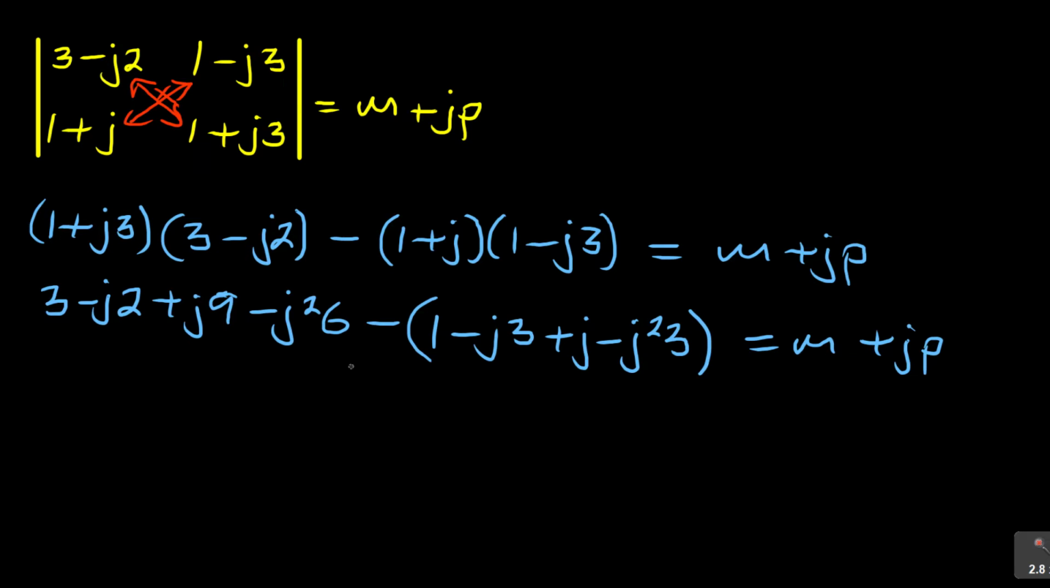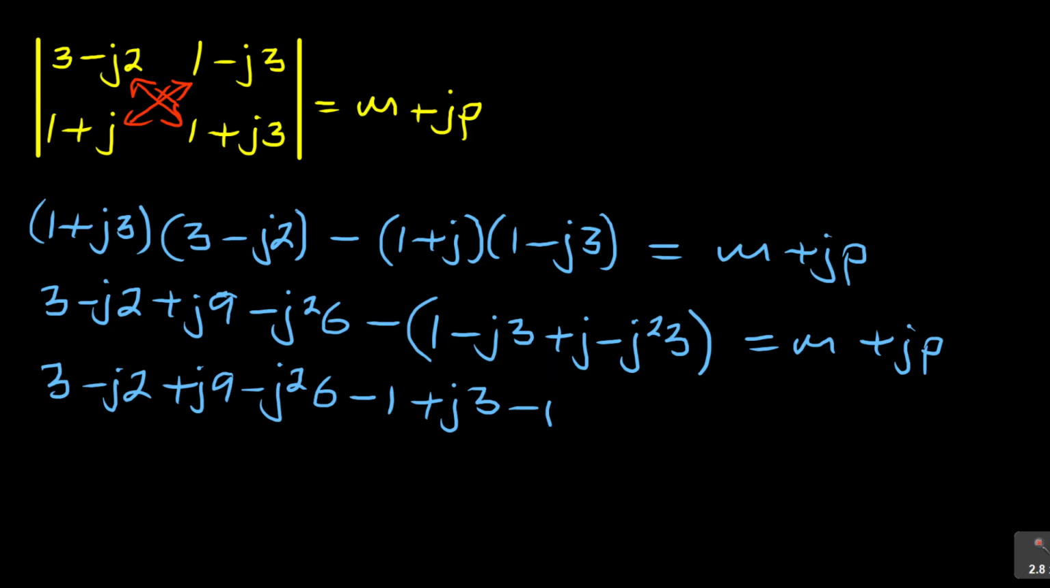Okay, we need to now open that bracket, which is 3 minus j2 plus j9. Before that, let me just write that minus j squared 6 minus 1 plus j3. Alright, and then minus j plus j squared 3. And then we say this is m plus jp. And then we continue to say, now we need to collect.